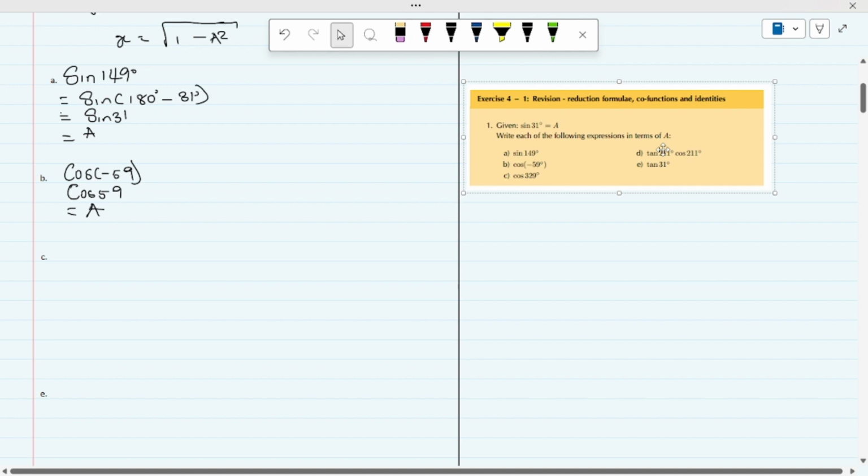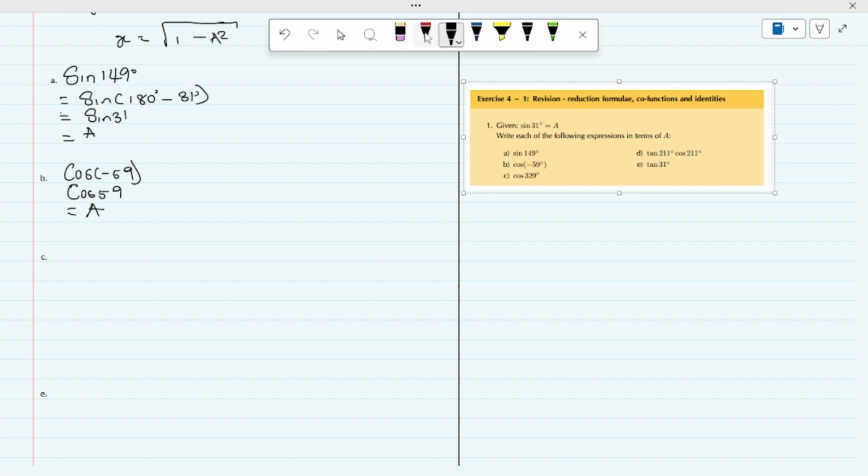The number C, which is cos 329. Number C says cos 329. Alright, so we know that 360 minus 329 is going to be 31. So we need to reduce this angle to cos of 360 minus 31 degrees, because if we say 360 minus 31 degrees, we're going to get back to 329, basically, right?